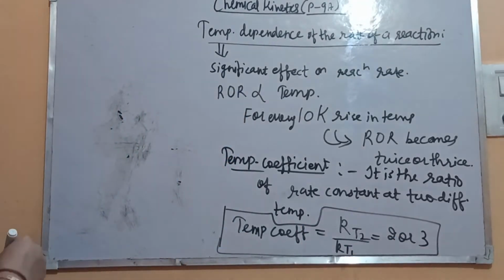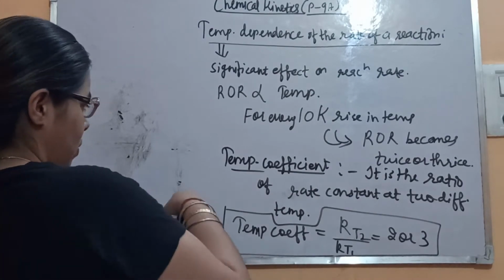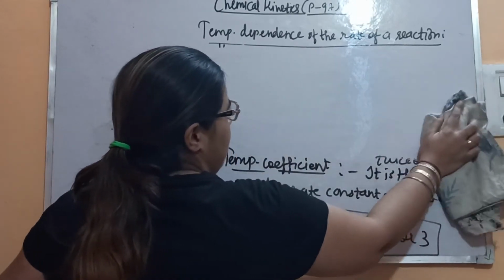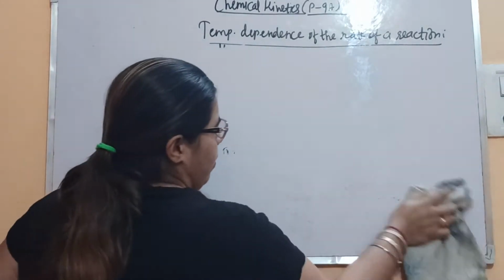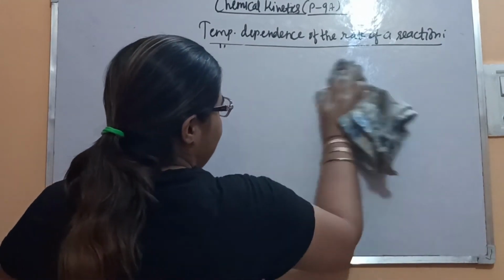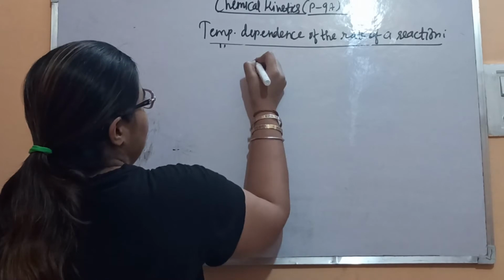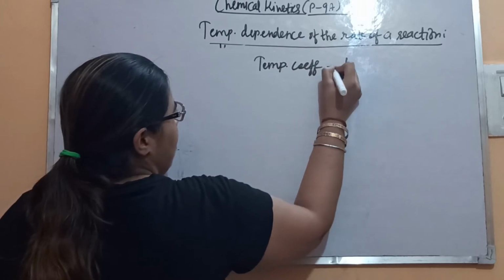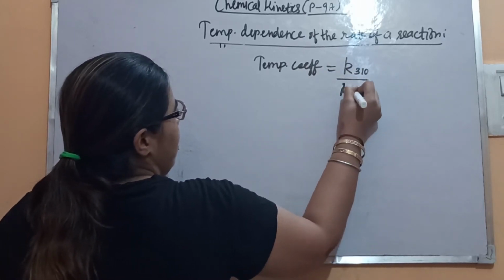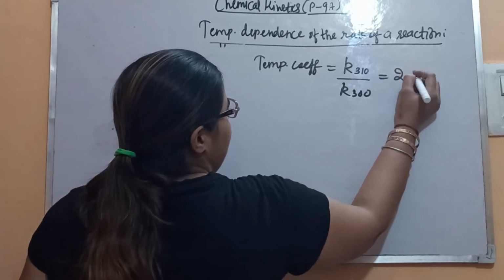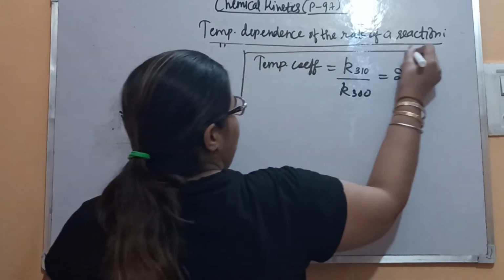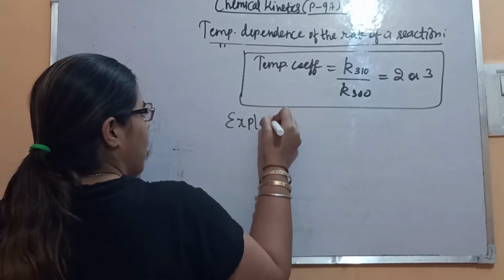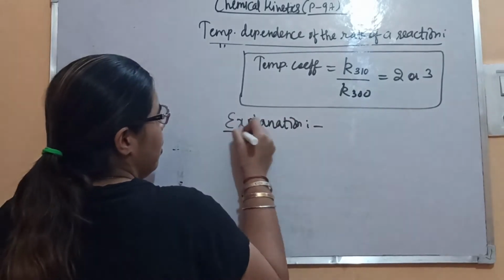For example, let's substitute the values of T1 and T2. Let's say T1 and T2 are 300 and 310. The temperature coefficient is equal to K at 310 by K at 300. It is almost becoming twice or thrice. So this is the meaning of temperature coefficient. Now we'll see the explanation. What is the explanation?